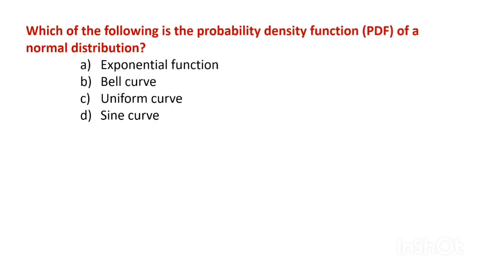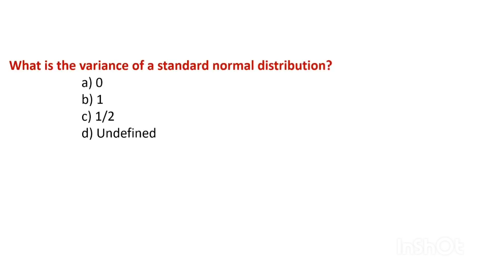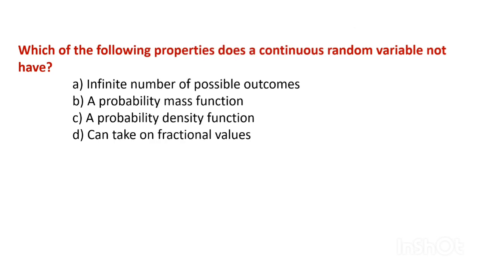Which of the following is the probability density function of a normal distribution? Generally, the normal distribution is represented by a bell shaped curve, which is a probability density function. Answer is B, bell curve. What is the variance of the standard normal distribution? Generally, the variance of the standard normal distribution is 1 and its mean is 0. Correct answer is B.